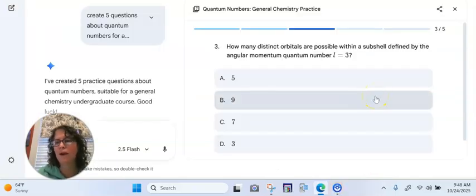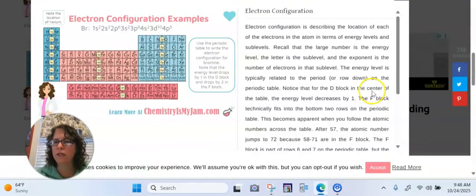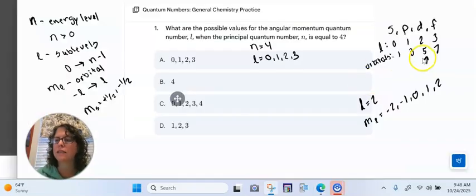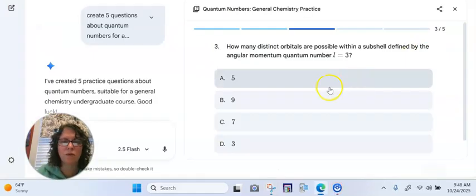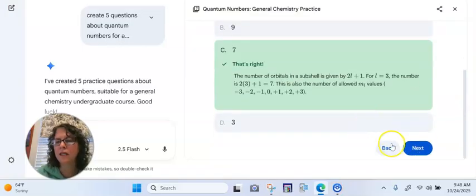All right, so I forgot my answer here. L equals 3, and see, I don't have this stuff memorized. I have these systems in my mind. I don't necessarily memorize, but I'm teaching you guys the systems. So if L equals 3, that is an F sublevel. That is 7 orbitals. Okay, so 7. Hey, that's right. Good job.